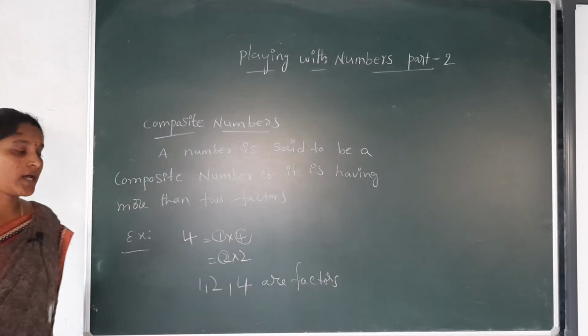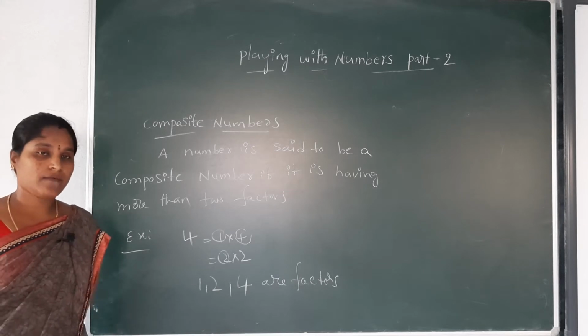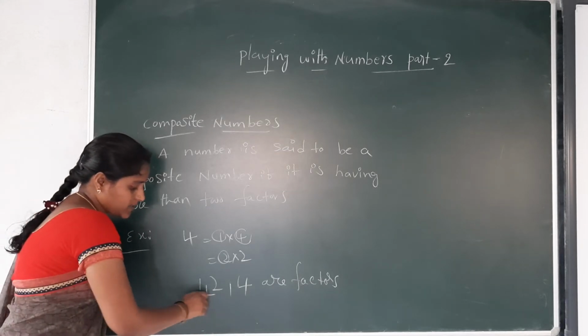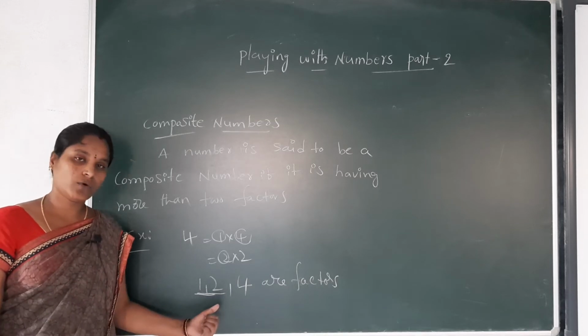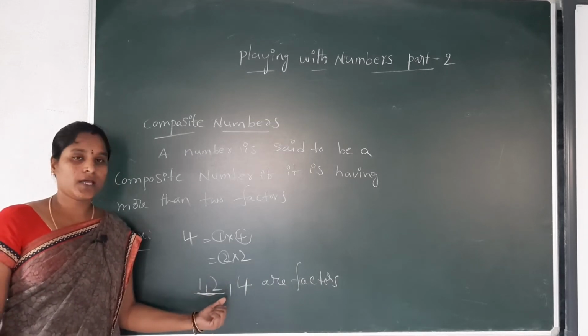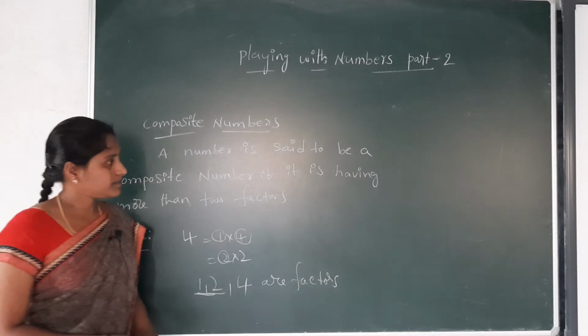How many factors is 4 having here? 3 factors, more than 2 factors. A number having more than 2 factors is called a composite number. Next, another example.